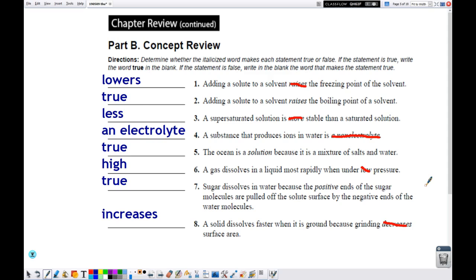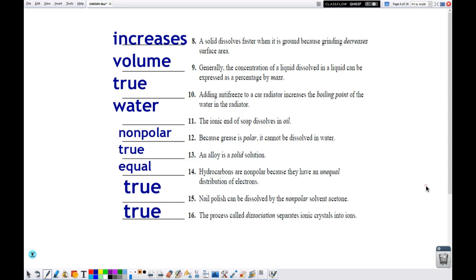Moving on to the next few. A solid dissolves faster when it is ground because grinding increases the surface area. Oh, we just answered that one. I have that on there twice, sorry. Number 9. Generally, a concentration of a liquid dissolved in a liquid can be expressed as a percentage by mass, and actually it's by volume.